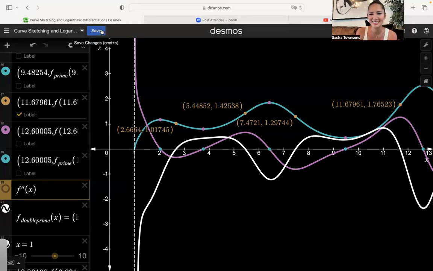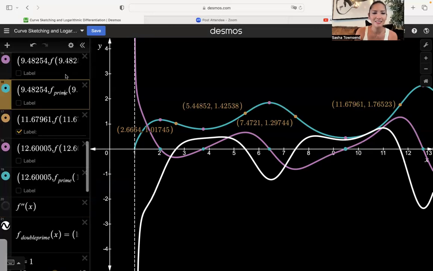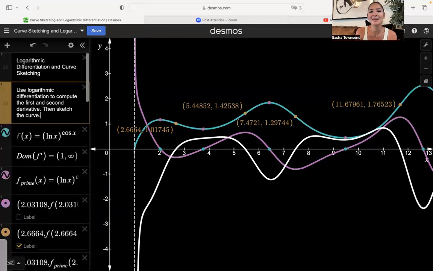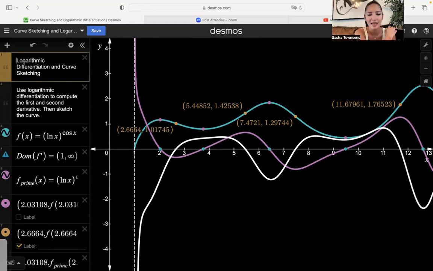All right, I think that's it. Let me know if you have any questions about logarithmic differentiation. I think it's kind of cool that it's basically just a combination of that power rule and that rule for a to the x, where a is some base other than e. But yeah, we can use it for curve sketching.